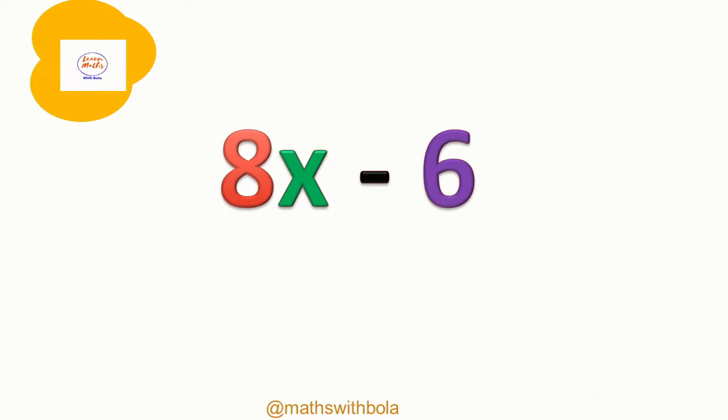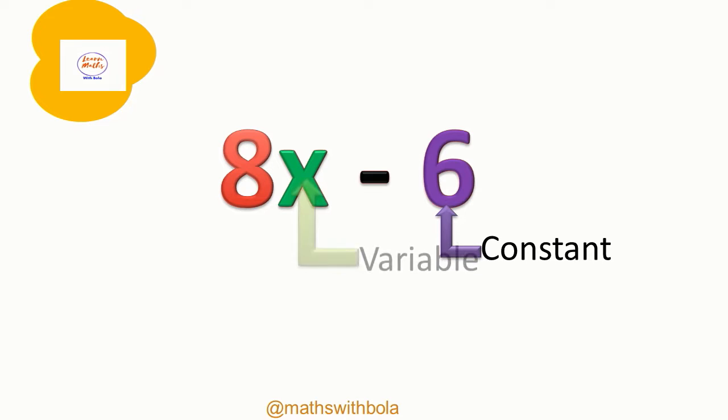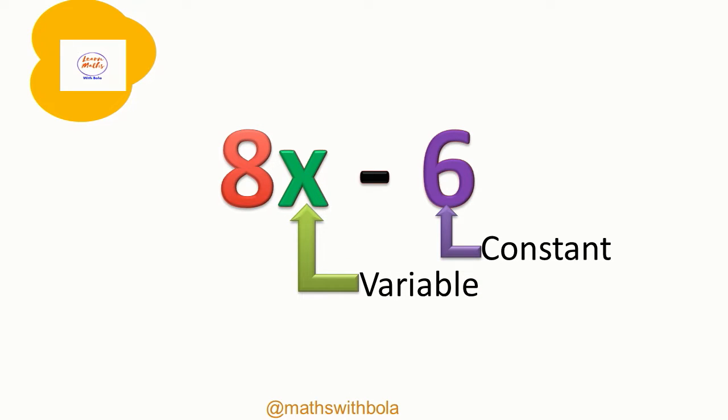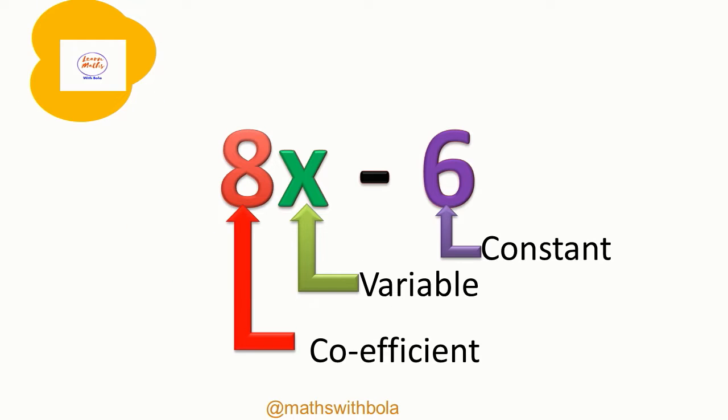If you have 8x minus 6, this is not an equation, it is an expression. So if you have the expression 8x minus 6, your 6 is called the constant, the x is called the variable, and the 8 is the coefficient. So what is the definition for coefficients, variables, and constants?